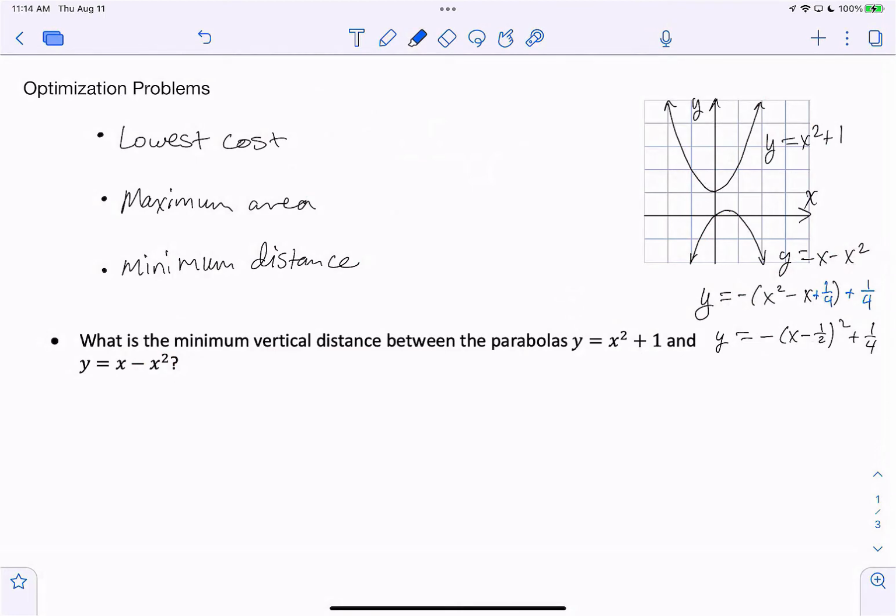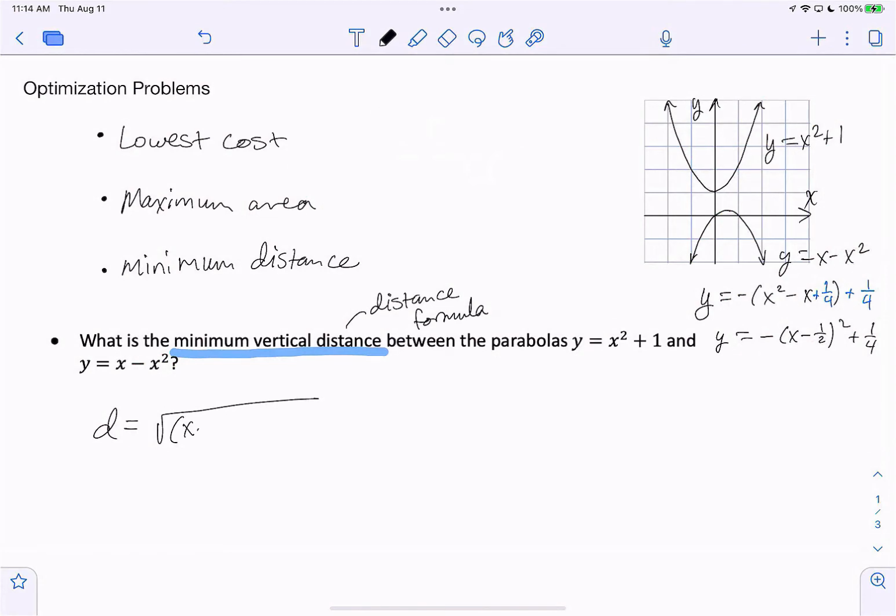All right, so we're looking for the minimum vertical distance. And when I think distance, I think distance formula. Our distance formula is going to be d equals the square root of the quantity x2 minus x1, squared, plus the quantity y2 minus y1, squared. We have way too many variables running around, so we've got to fix this.